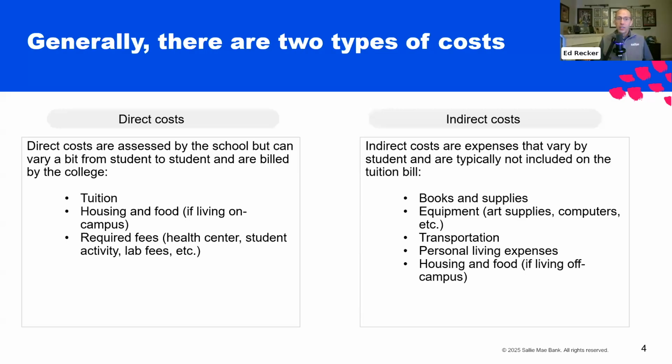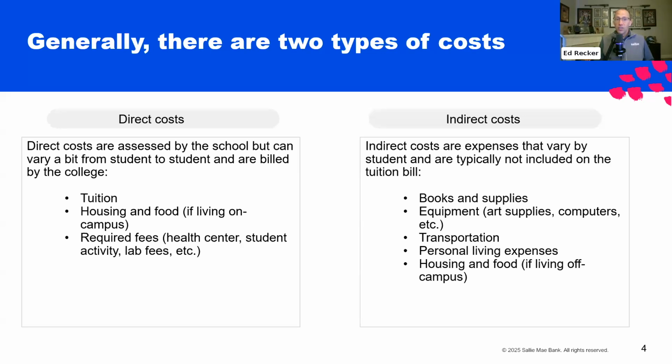And they really are what they sound like. Direct costs are those costs assessed by the school directly to the student, and they're billed by the college or university. So typically for everyone, that includes tuition and any mandatory fees. If you're living on campus, it can and probably will include housing or food. Sometimes they'll call this room and board, although the Department of Education has said, let's make sure that folks really do understand it: housing and food. Then also, again, any required fees.